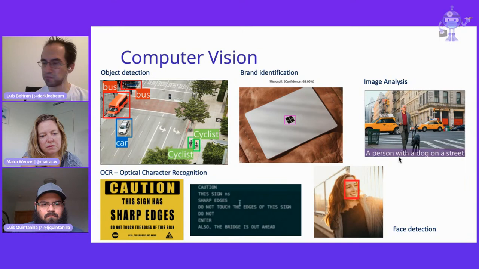And there are other, let's say, possibilities, like analyzing some text, performing OCR, optical character recognition, and it will tell us what is the text, what is inside.